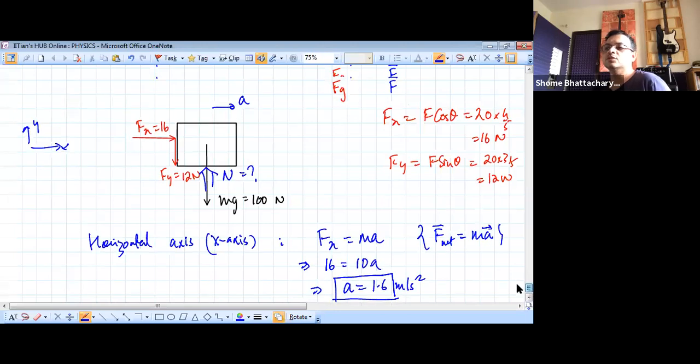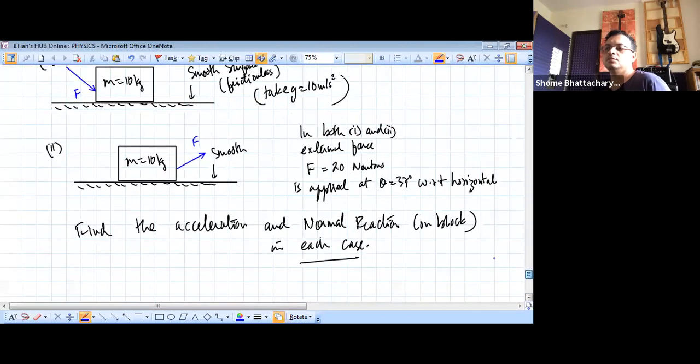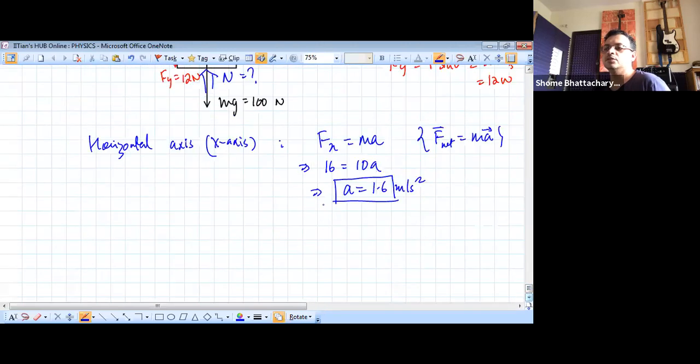Theta is given in the question, 37. That's part of the question. Obviously, without that given in the question, we can't find it.